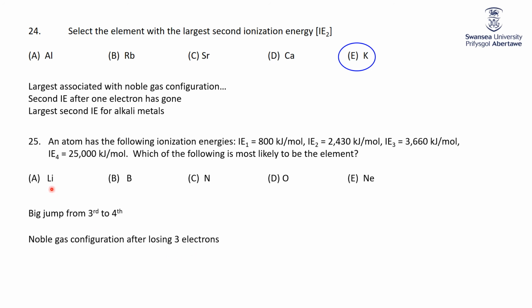Lithium loses 1, boron would lose 3, nitrogen would have to lose 5, oxygen would lose 6 to get to a noble gas, and of course neon is a noble gas, so that means its first ionization energy is its big one.